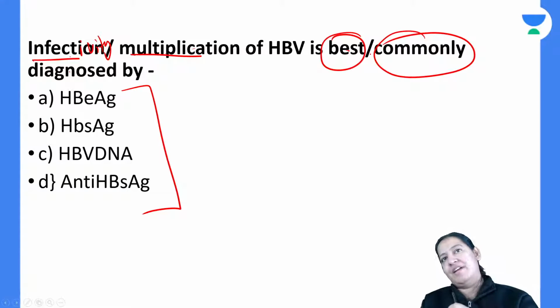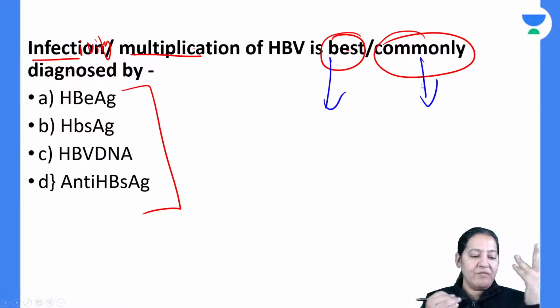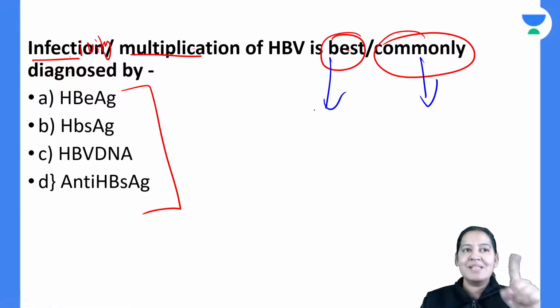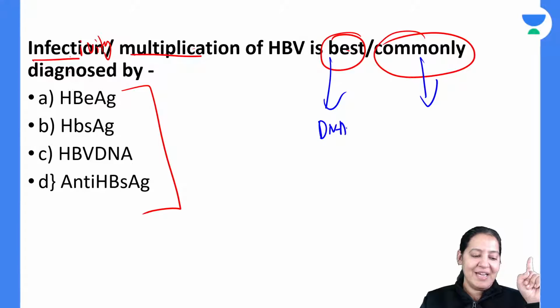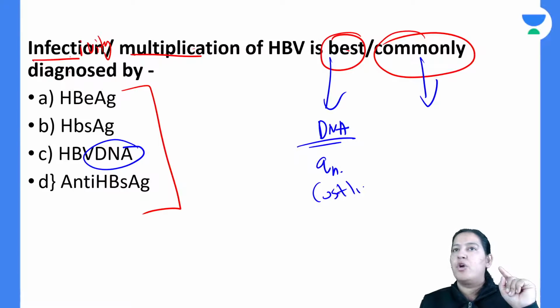Two questions are hidden in this question. Both have different answers. You give me an answer for this, and you give me an answer for this. For infectivity or multiplication, what is the answer? Most of the students have already given the answer. The best is DNA. Best is DNA, but it is quantitative and it is costly, so we do not perform it.